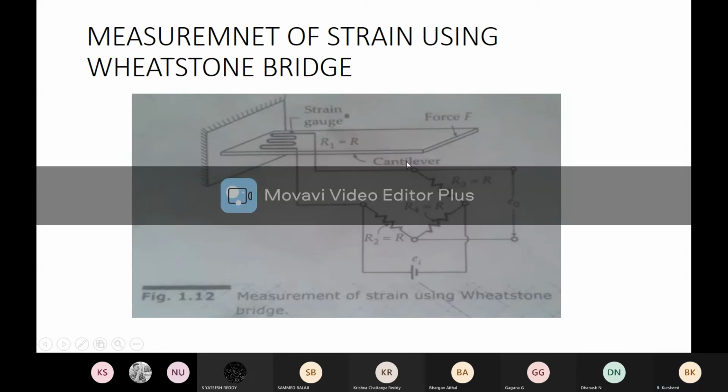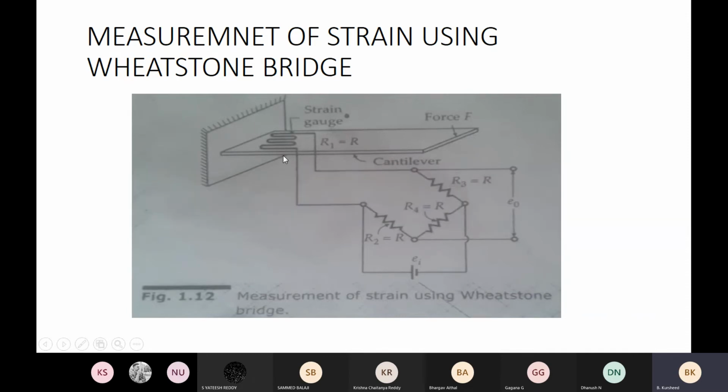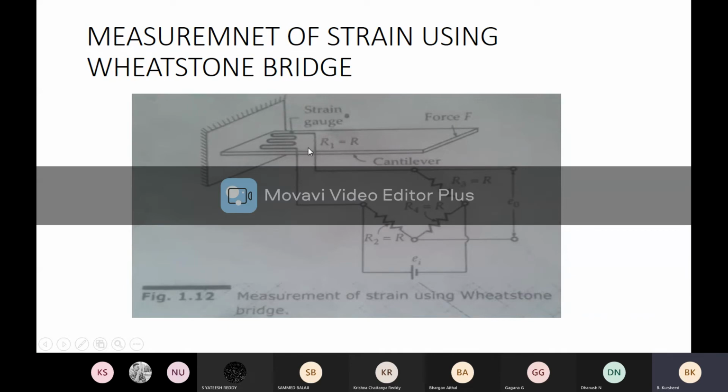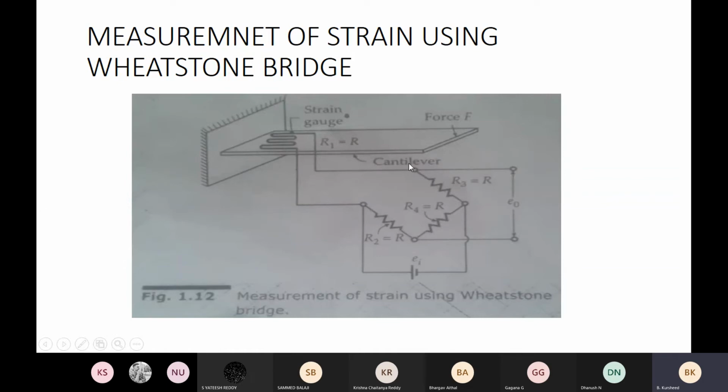If the Wheatstone bridge is not balanced, then you will get some output. This output indicates that the value of this one is not similar to the value of all these. When the output voltage is 0, it means that the resistance value provided by the strain gauge is balanced, same as R2, R3 and R4. Then R1, R2, R3, R4 are all equal to R. If it is R, then it is called a balanced bridge.